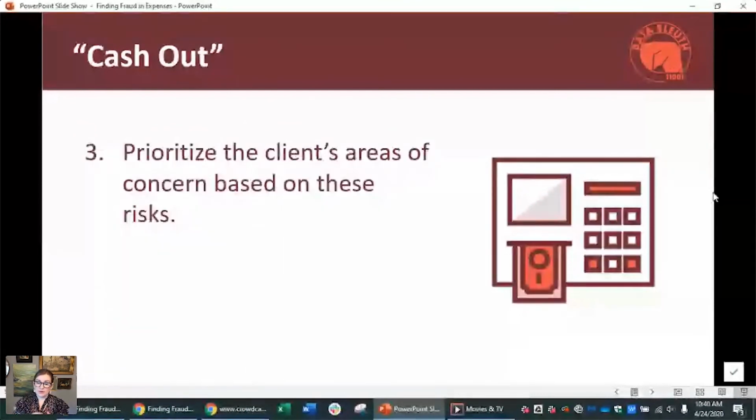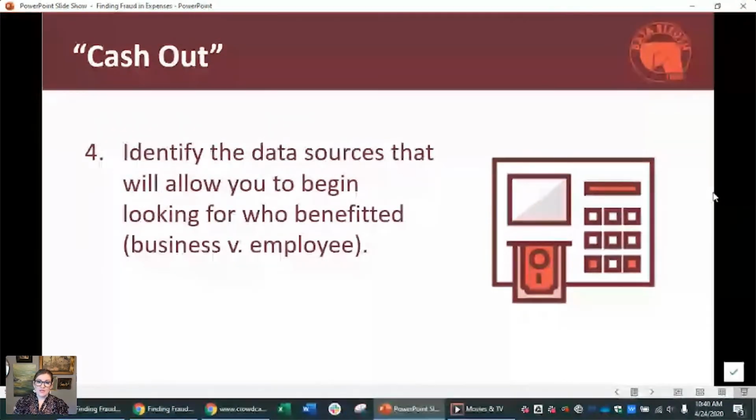We're going to prioritize the client's areas of concern based on these risks. And then we're going to identify data sources that allow us to look for who benefited. So sometimes, especially if there's kind of a gray area, who benefited from these credit card expenses? Or how do we know if these credit card expenses are good or bad?